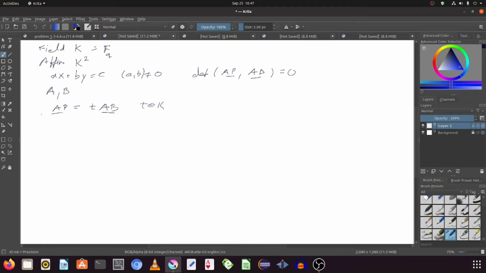Now, this way is obvious because the determinant of t AB with AB vanishes. So it's the other way around that we need to prove, that any solution to this equation actually comes from the parameterization.